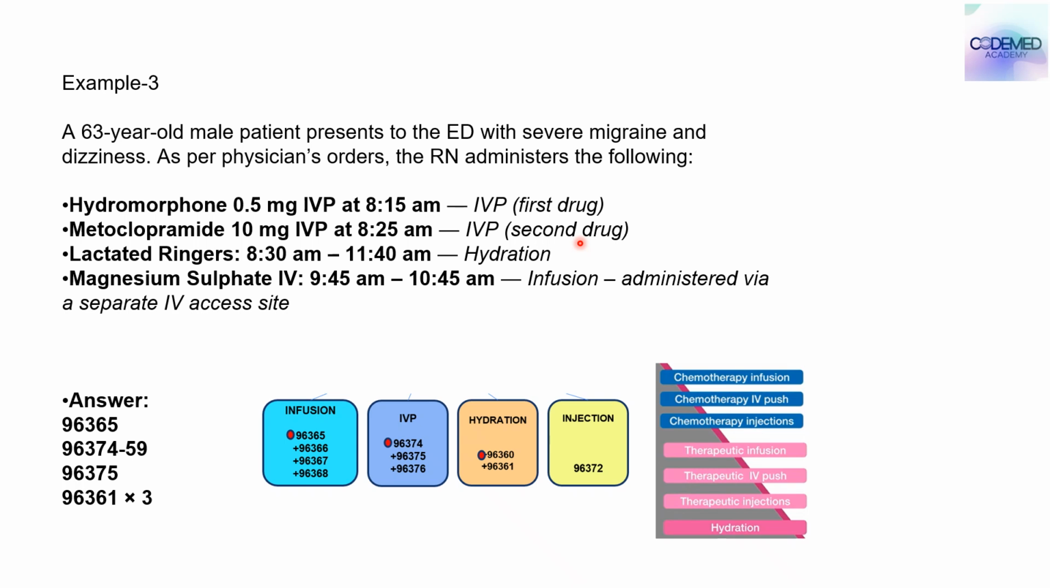Now the second drug is 96375 because this is the second drug, and for that we will use the add-on code. I will write a modifier 59 on the IV push, not on the infusion, because in the hierarchy IV push is the second level. So you always write 59 on the second. And then for the hydration also I'll be writing the add-on code. These three drugs are given from the same access site, and this is at the separate access site. So for the hydration also I'll be writing 96361 into 3.